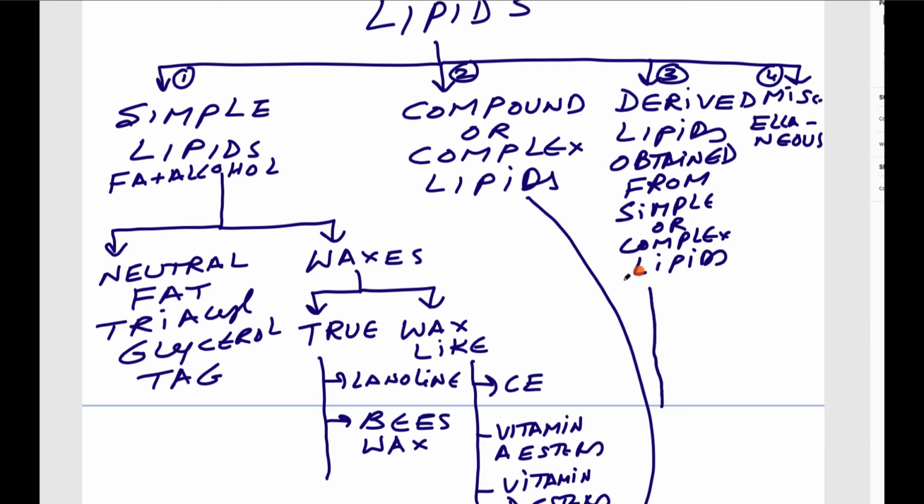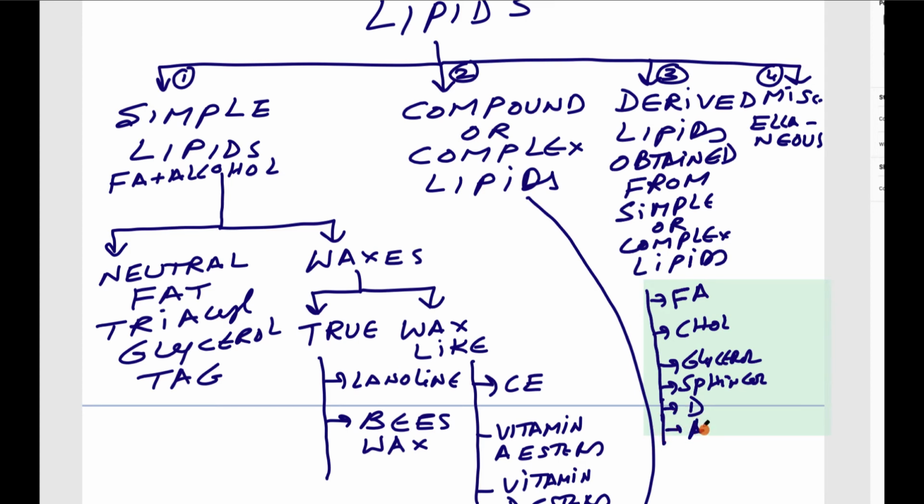From hydrolysis, derived lipids include fatty acids, cholesterol, and glycerol, and sphingol. Whatever hydrolyzed products are present can be added to the derived lipids. Also we can add vitamin D, alcohol, vitamin A, like that. Then the next one is miscellaneous.